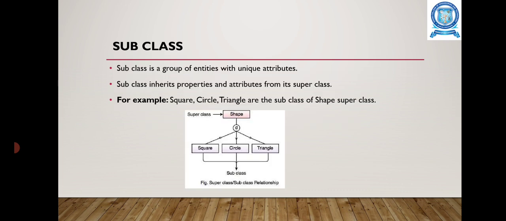Next one is a subclass. A subclass is a group of entities with unique attributes. The subclass inherits the properties and attributes from its superclass. For example, square, circle, triangle are the subclasses of the shape superclass. This diagram represents the subclass superclass relationship. First, the shape is a superclass and the square, circle, triangle are the subclasses of the shape superclass.